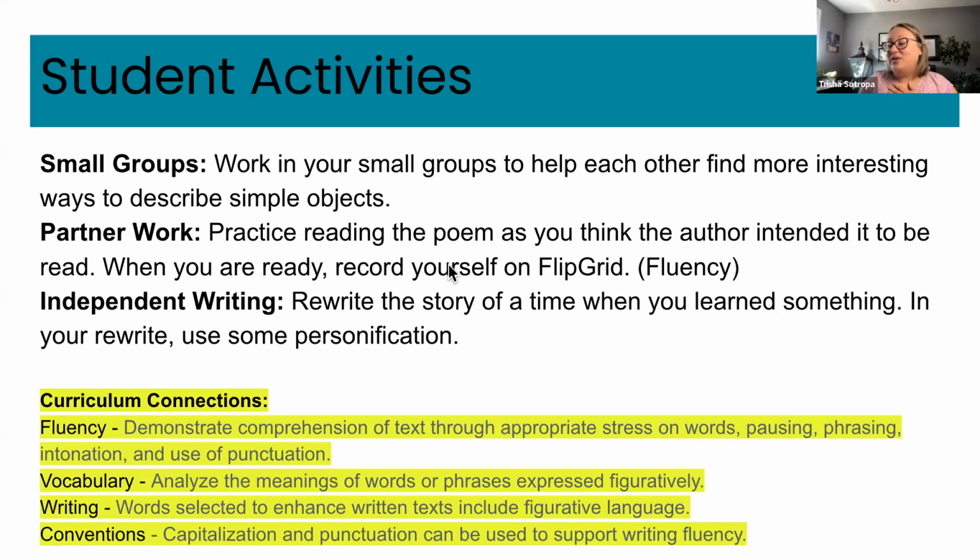When you're ready, record yourself reading that poem on Flipgrid. So lots of students have Flipgrid on their Chromebooks. Some of them even have phones in grade 6. But this is a fluency activity. So they practice reading a poem or they practice reading a paragraph. You can do this with their library book if you want to, but read it until you can read it in the way that the author intended it to be heard, and record it on Flipgrid.